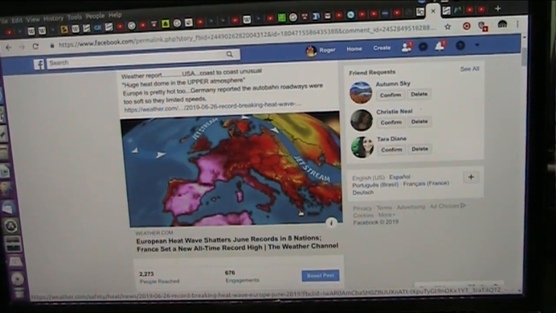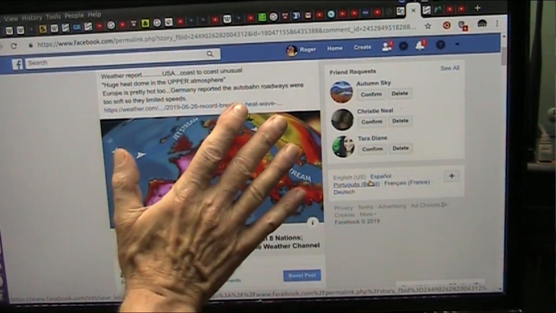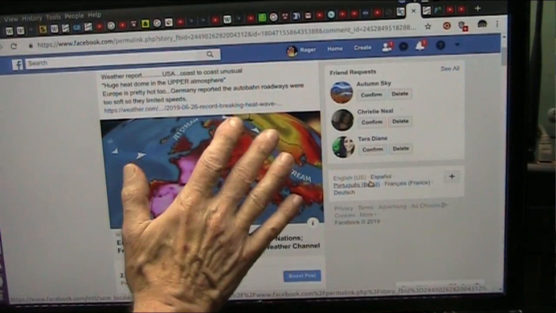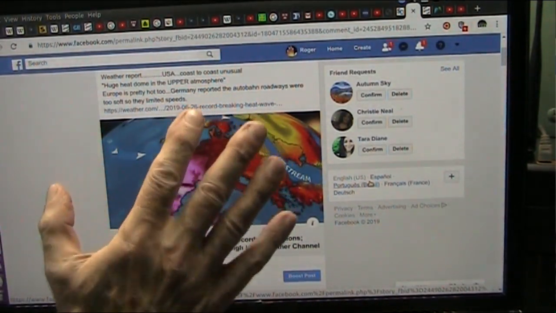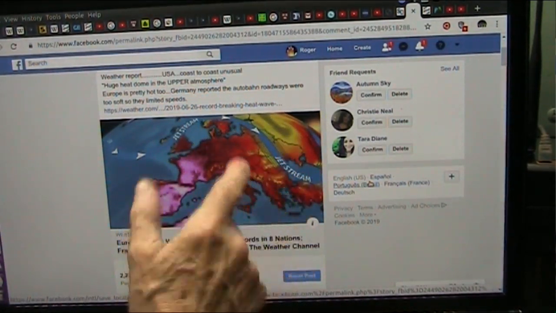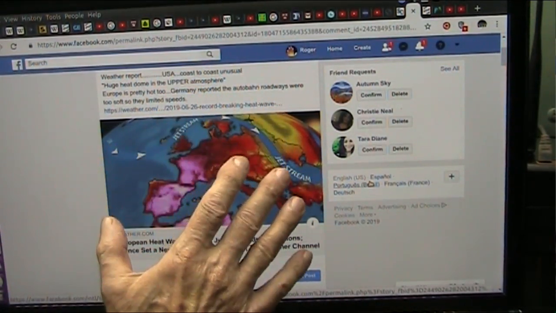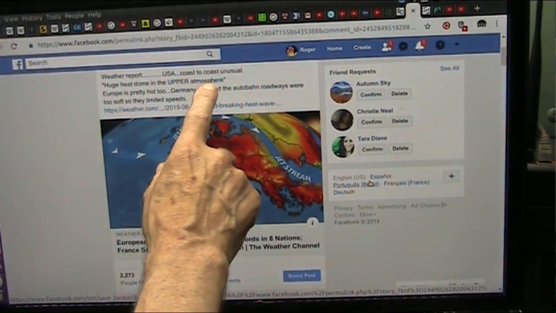Very, very obvious. Now, so what is high pressure and what is low pressure? High pressure against the Earth creates heat. High pressure against the Earth creates an upper atmosphere heat zone. Huge heat dome in the upper atmosphere.